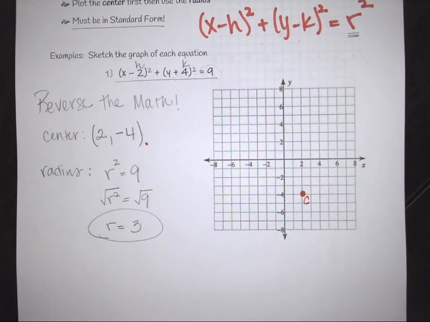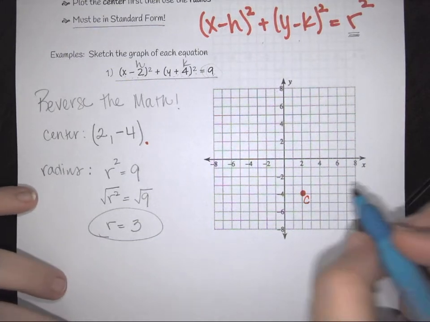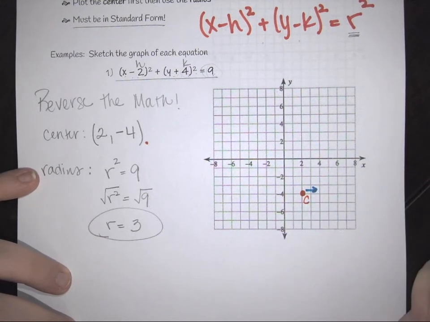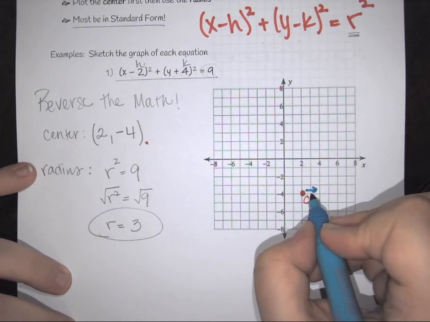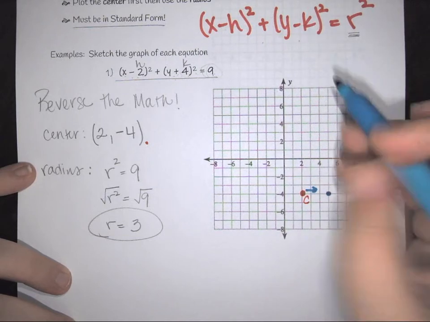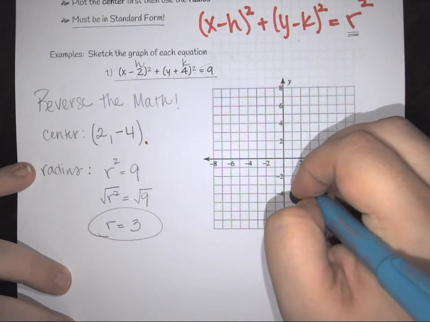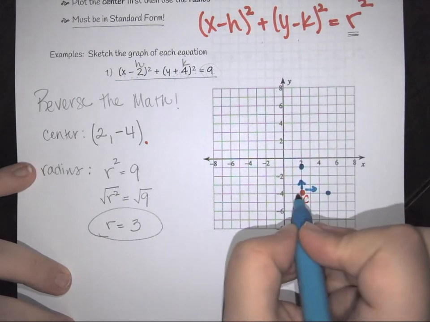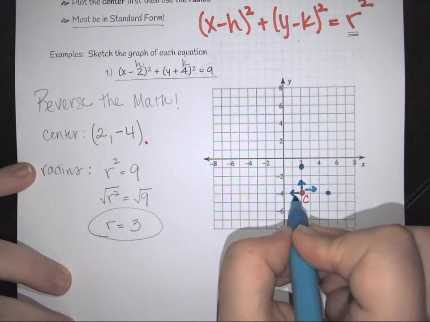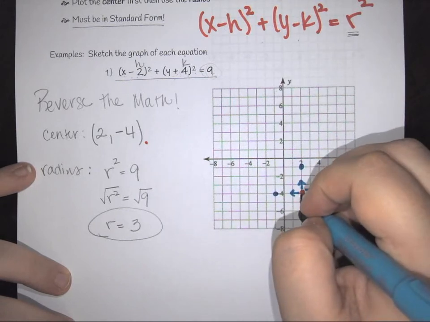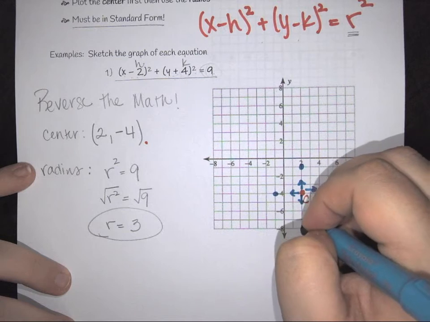So here I have a radius of 3. You're going to start at your center, and you're going to go out to the right 3, so 1, 2, 3. You're going to go back to your center, and you're going to go up 3, 1, 2, 3. You're going to go left 3, 1, 2, 3. And you're going to go down 3, 1, 2, 3.